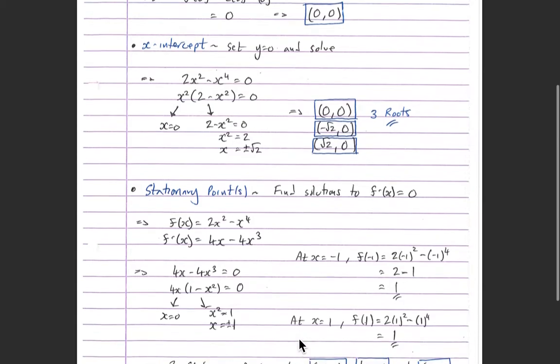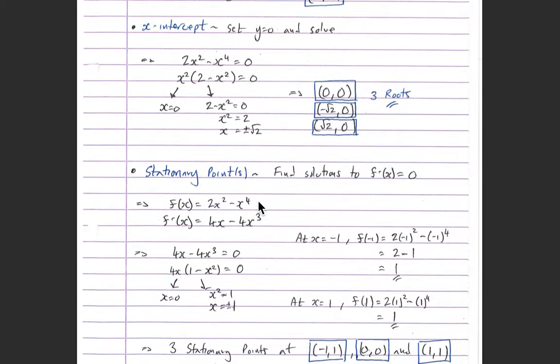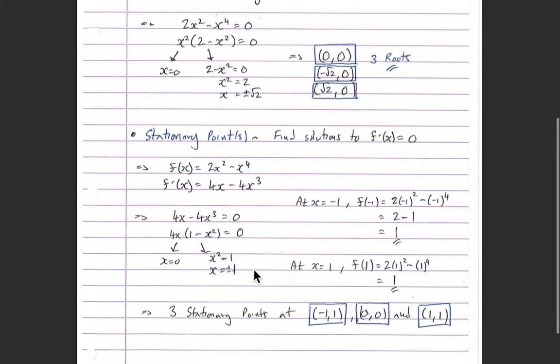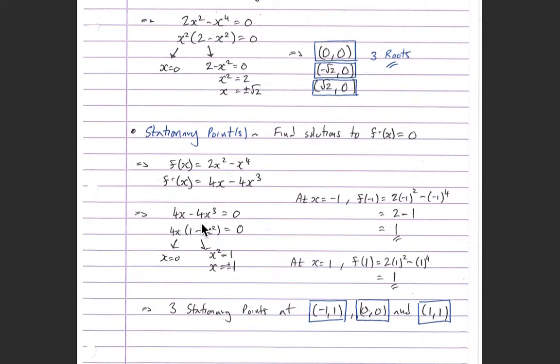Next, the most important part, to find the stationary points. Now we need to find the solutions to f dash x equals 0. So this is relatively easy to differentiate. We have 4x minus 4x cubed. We make that equal to 0. We factorise, and we get 3 answers again here. x equals 0, there's a stationary point, and x equals plus or minus 1.